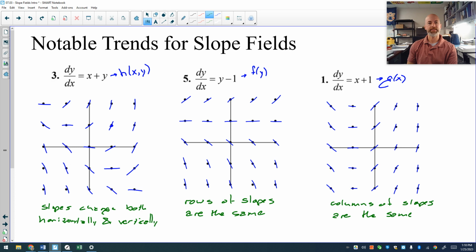And then the very last thing I'm going to mention, another vocab word for you. If a differential equation is a function of y, we have a name for that, and we call that an autonomous differential equation. Autonomous. We do not have, as far as I know, a fancy name for the other two. But if you have a differential equation that's a function of y, it is autonomous, and you know that rows of slopes will be the same. And I think that is a good enough introduction to slope fields.